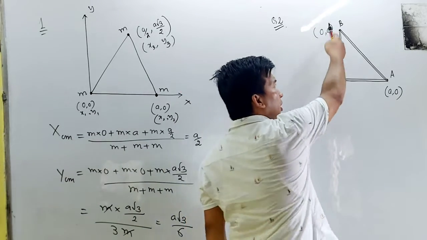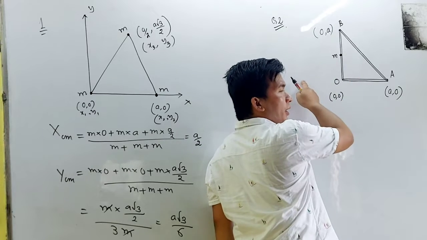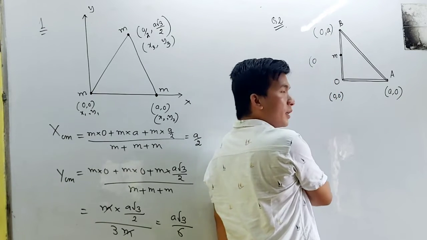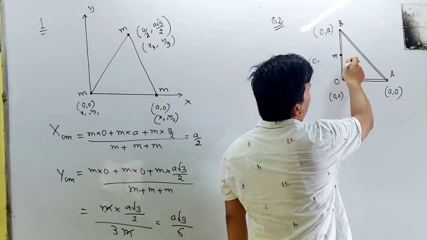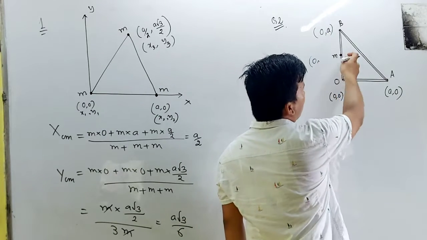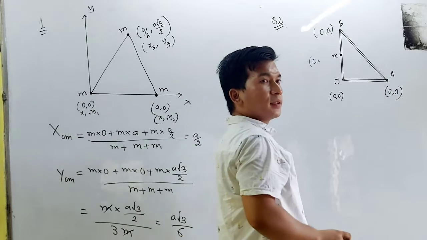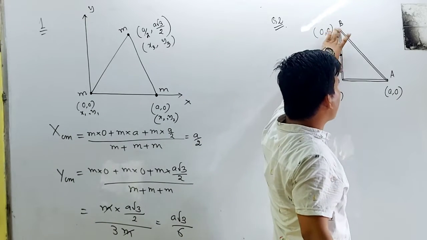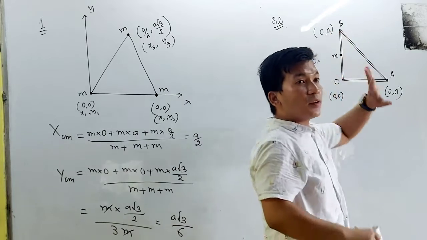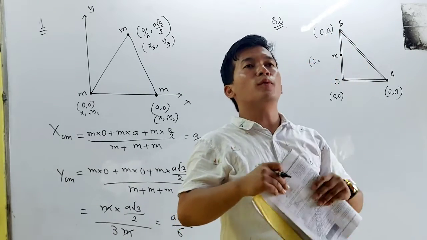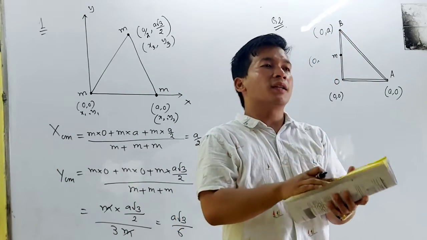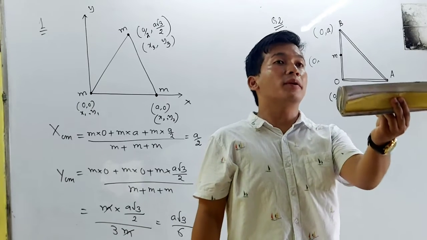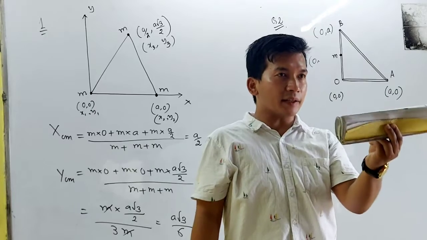Since it lies on the y-axis, your x coordinate will be 0 and what about your y coordinate? Y coordinate was a by 2. From here to here, what is the distance? For any uniform object, the center of mass will be exactly at the midpoint. Understand?